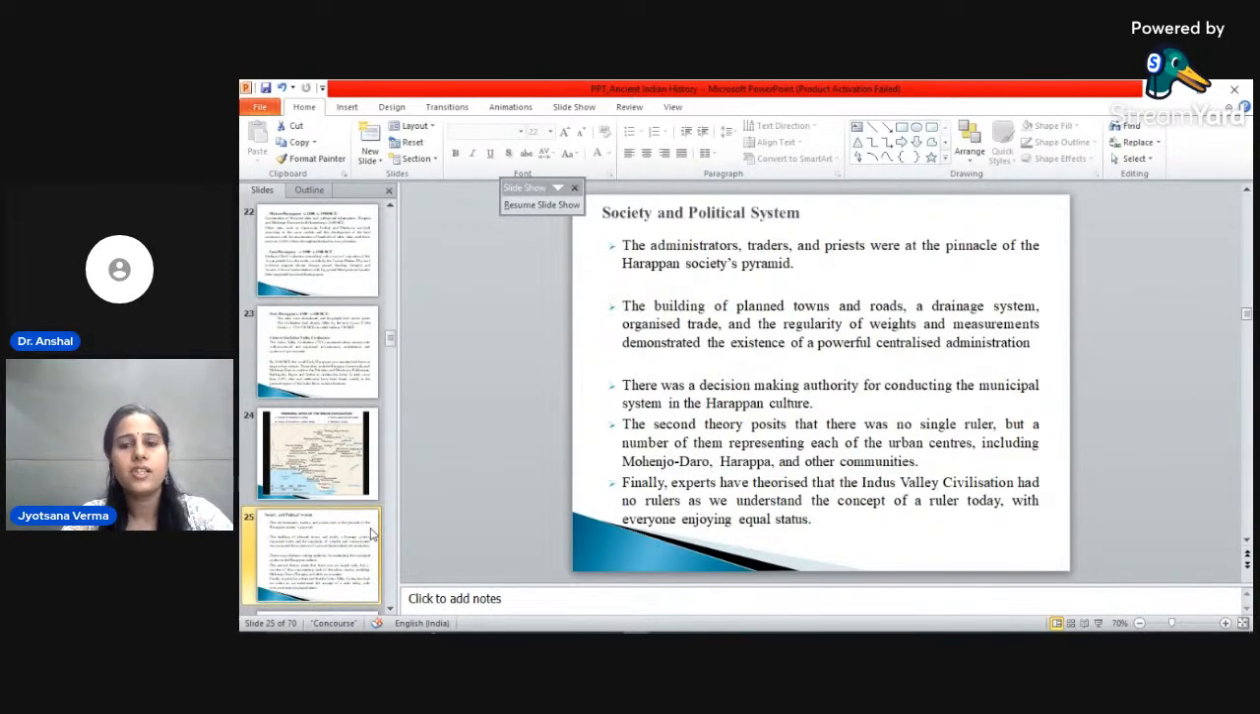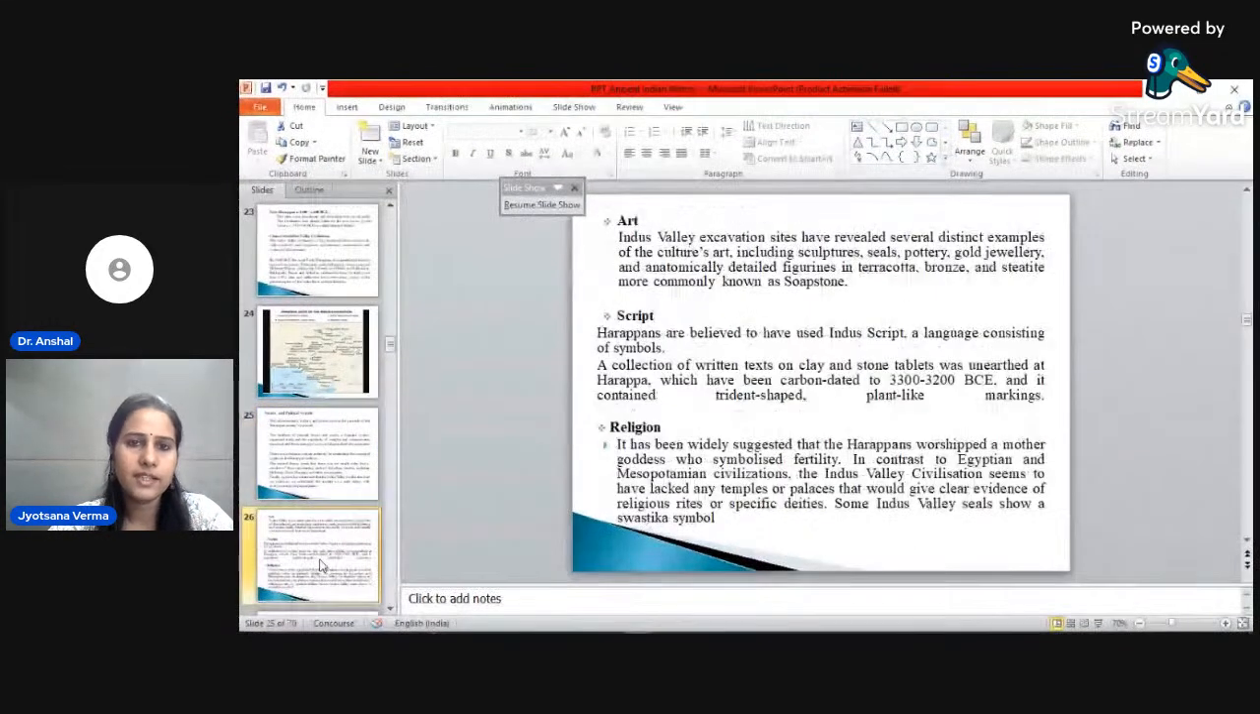There was decision-making authority for the municipal system in Harappan culture. The second theory says that there was no single ruler, but a number of them representing each of the urban centers, including Mohenjo-daro, Harappa, and other communities. Basically, Mohenjo-daro and Harappa were the important cities of this civilization. And finally, experts have theorized that the Indus Valley Civilization had no ruler, as we understand the concept of a ruler today, with everyone enjoying equal status. So there is not a single view regarding the political system of this civilization, and many authors have different views.